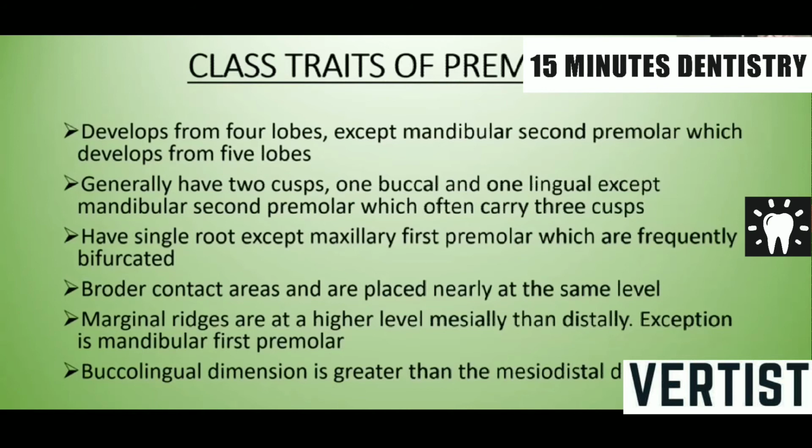They have a single root except the maxillary first premolar, which is frequently bifurcated. There are broader contact areas, and usually these contact areas are placed nearly at the same level. The marginal ridges are higher mesially than distally. The exception is the mandibular first premolar, where the mesial marginal ridge is placed a little toward the lower side. The buccolingual dimension is greater than the mesiodistal dimension.